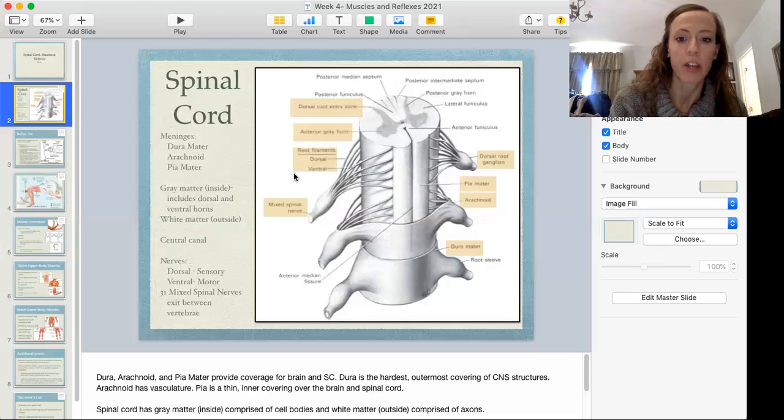As I said, the dorsal side is where you're going to have the incoming sensory information, and the ventral side is where you're going to have outgoing motor information. And then there are a total of 31 mixed sensory and motor spinal nerves that exit between your vertebrae.